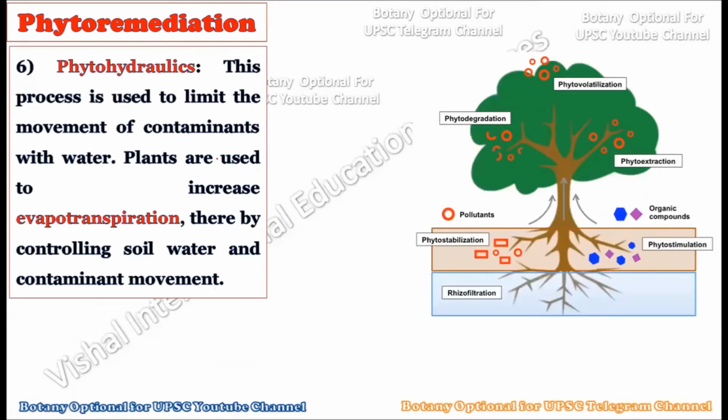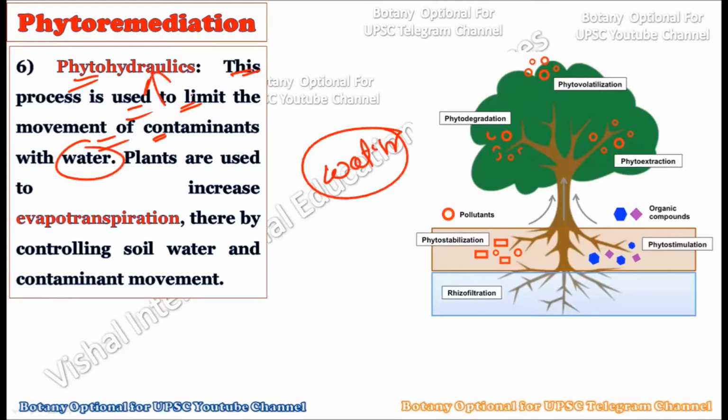Okay, now consider the sixth process, which is called phytohydrolysis. This process is used to limit the movement of contaminants with the water. If the contaminant is going to move with the water, through the process of phytohydrolysis we can contain that particular pollutant within a very small space, and it will not move along with the water. So if you don't want to move the pollutant from one area to another area, and it should not get mixed with the water to travel to the other area, then we will use the technique called phytohydrolysis.